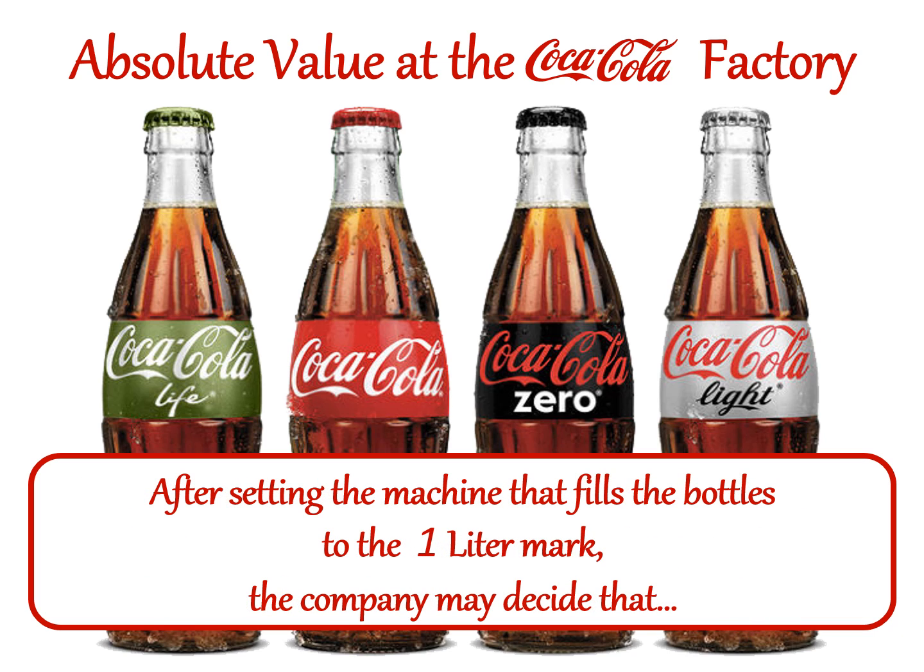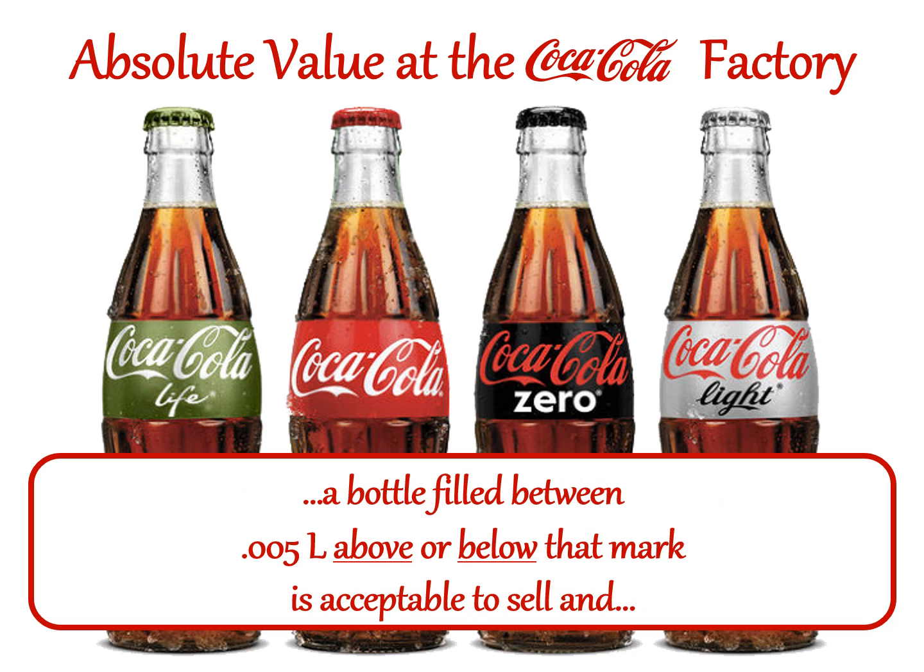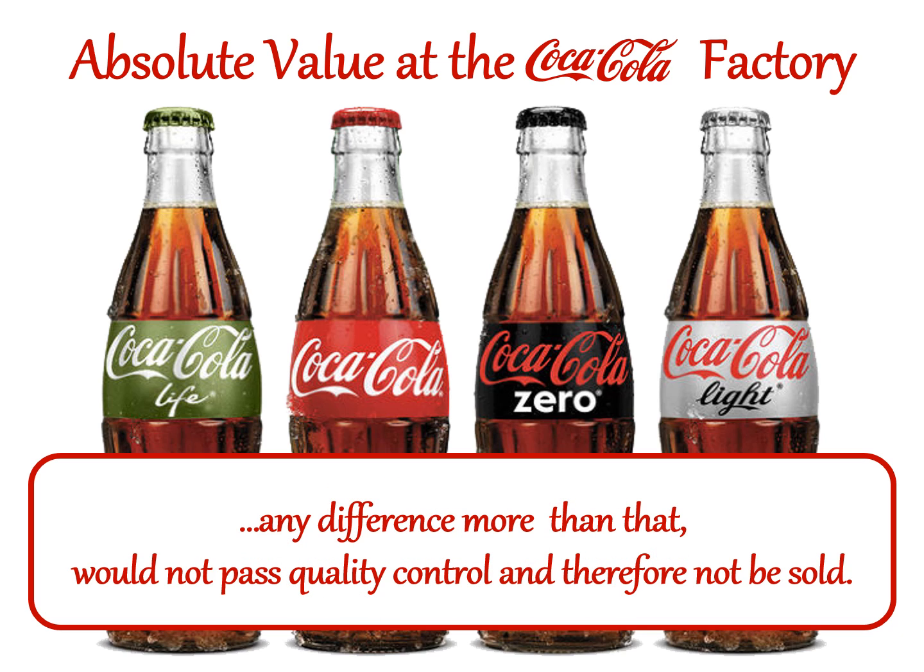After setting the machine that fills the bottles to the 1-liter mark, the company may decide that a bottle filled between 5 thousandths of a liter above or below that mark is acceptable to sell, and any difference more than that would not pass quality control and therefore not be sold.